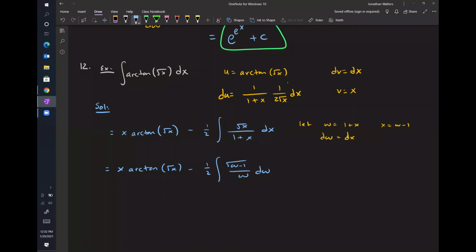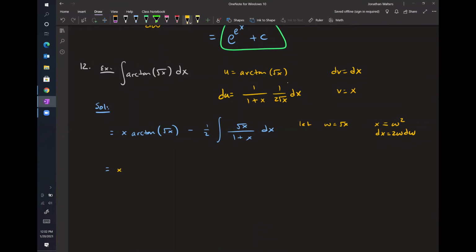Maybe I should have tried something different. So this is kind of not really getting us anywhere. So let's try a different substitution, one that's a little more clever. w equals square root of x. So then x equals w squared, and then dx equals 2w dw. So let's try this instead.